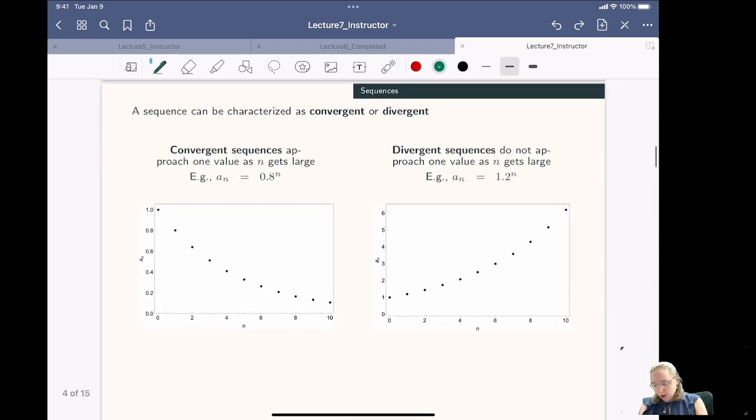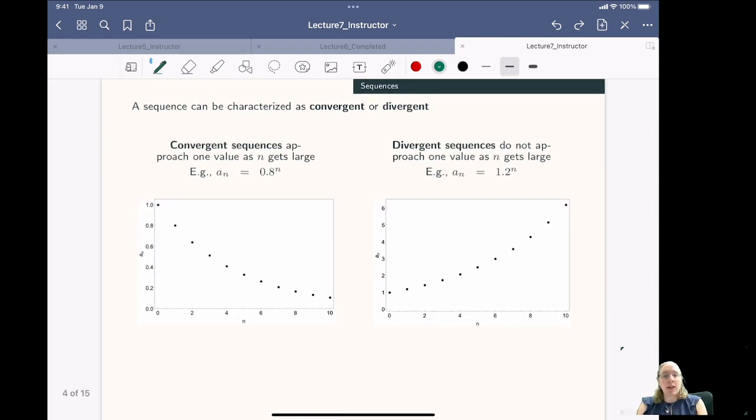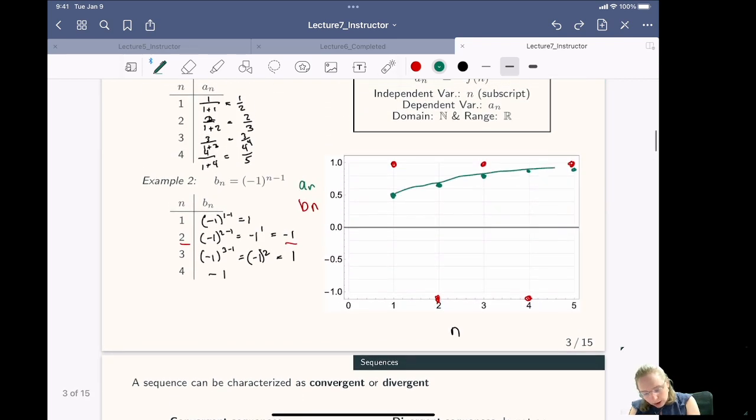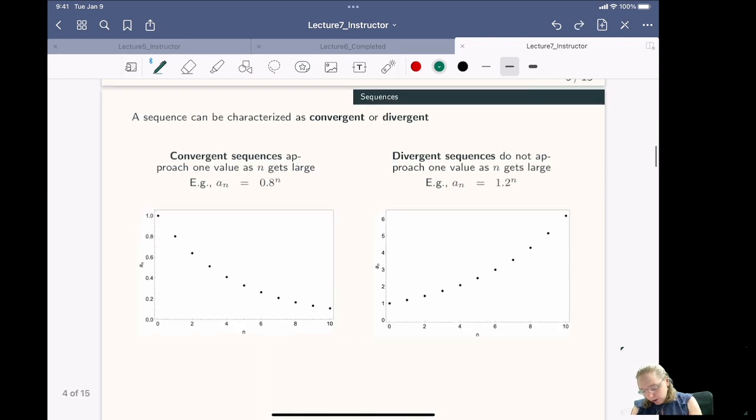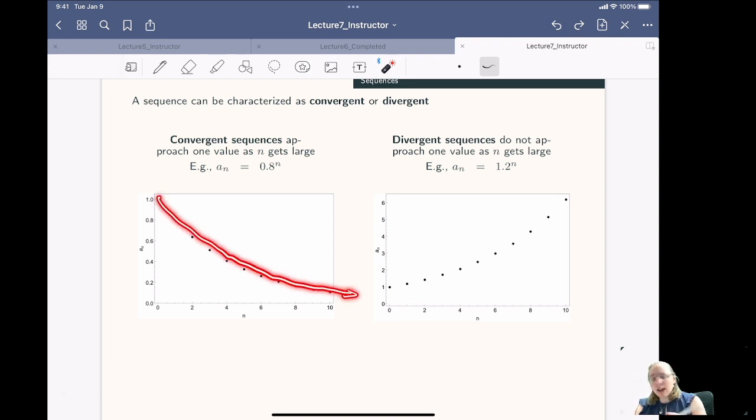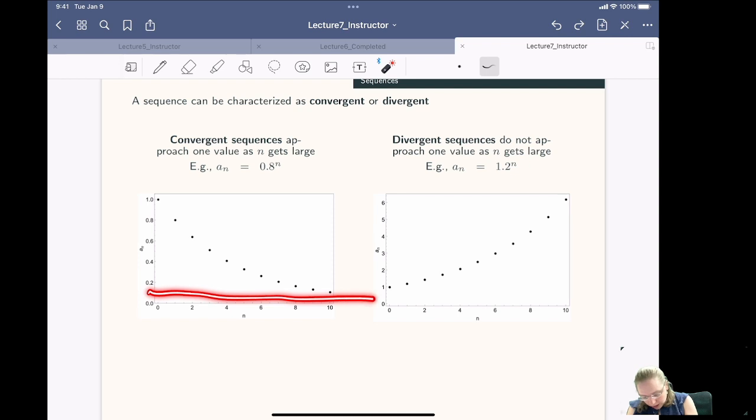Okay, so a sequence can be termed either convergent or divergent. So we saw here that this number gets closer and closer and closer to something, but never quite gets there. That is known as convergent. So if you approach a horizontal asymptote, such as a_n equals 0.8 to the n, if I plot those points here and I kind of draw a continuous function through that, they're going to get closer and closer and closer to this horizontal asymptote here, and that is known as a convergent sequence.